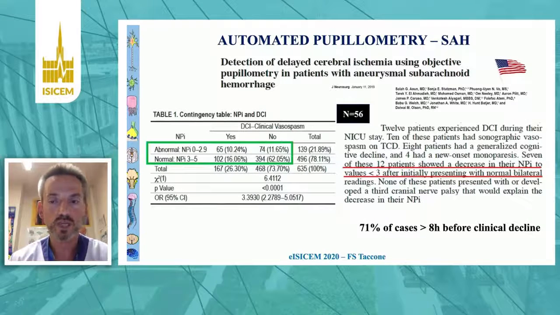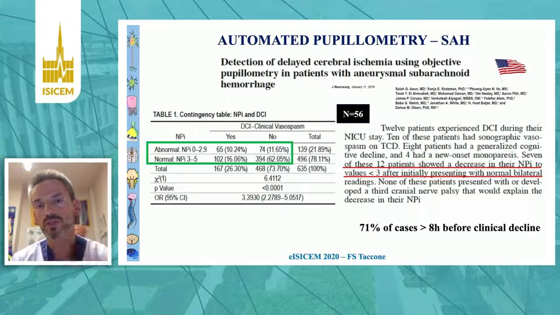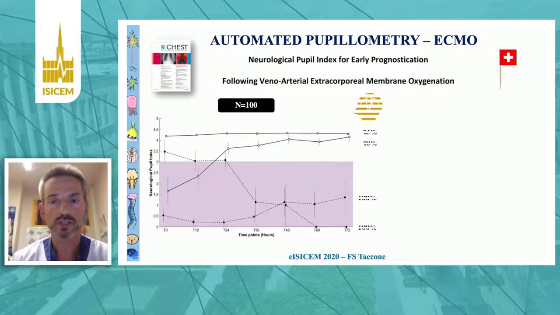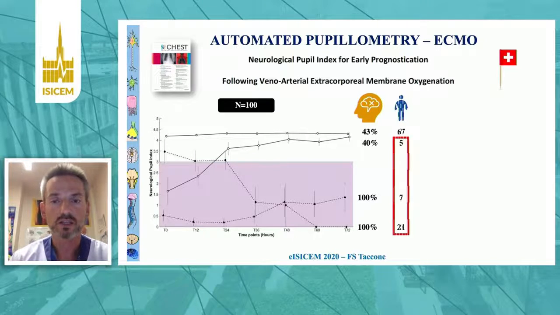In SAH patients, what these authors have observed is that NPI can be altered hours before patients show clinical signs of delayed cerebral ischemia. So the alteration of NPI at individual patient level could be used to identify patients who will deteriorate thereafter. In this subgroup of patients with ECMO, again from Switzerland, the authors have observed that the trajectories of repeated measurement of NPI is very relevant.